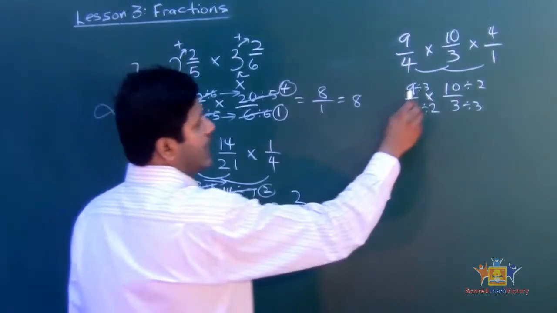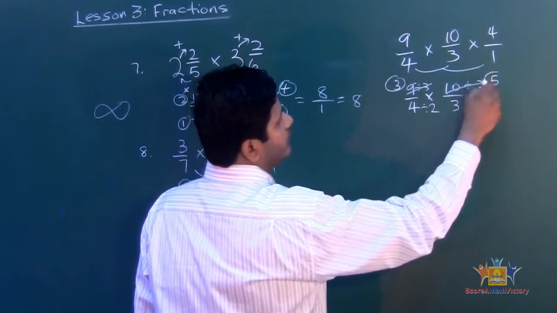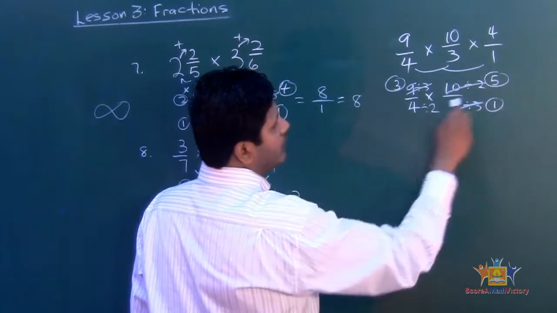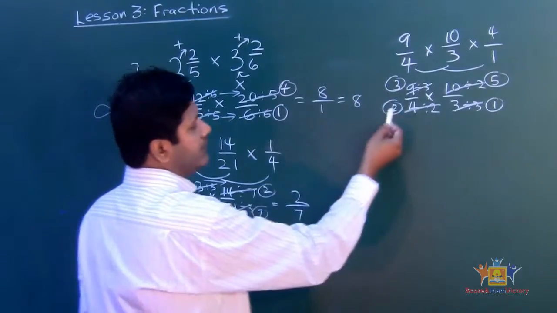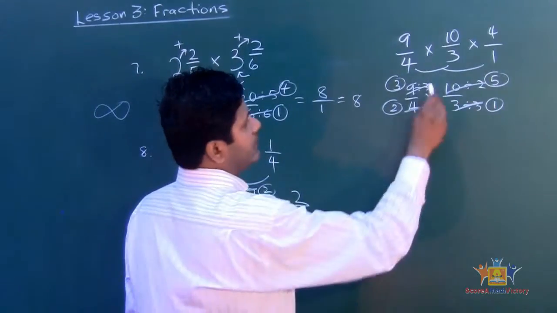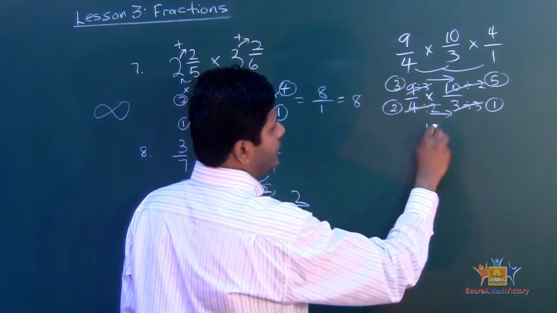So 9 divided by 3 is 3. 10 divided by 2 is 5. 3 divided by 3 is 1. 4 divided by 2 is 2. See that? Now, can I simplify this way? No. That means I'm going to use the double arrow method and multiply. 3 times 5 is 15.